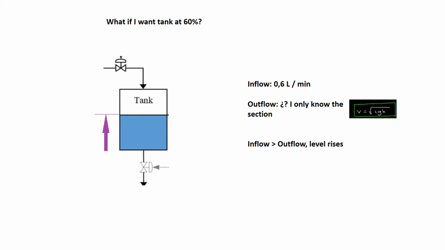So what we would do is we would increase the inflow and then the tank level would rise, but maybe the outflow will be higher or lower than 0.6. I don't know. We don't know.